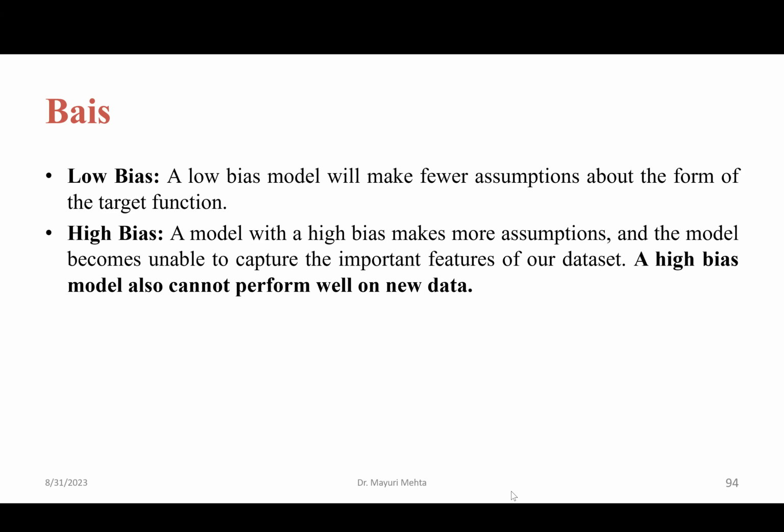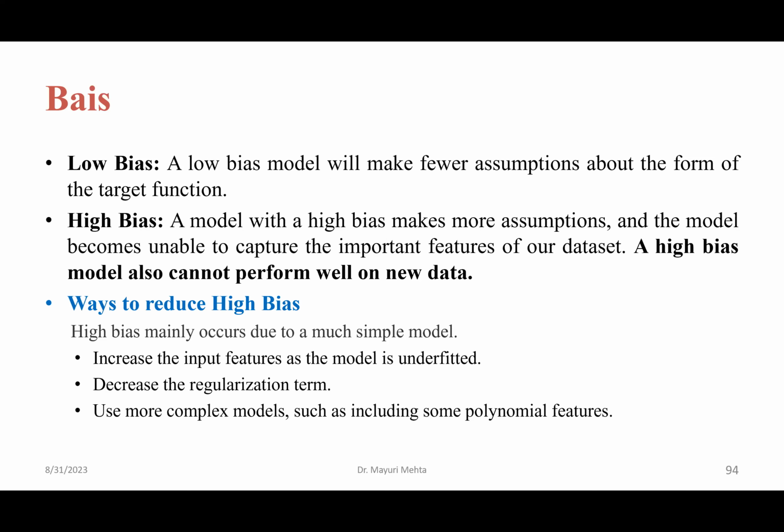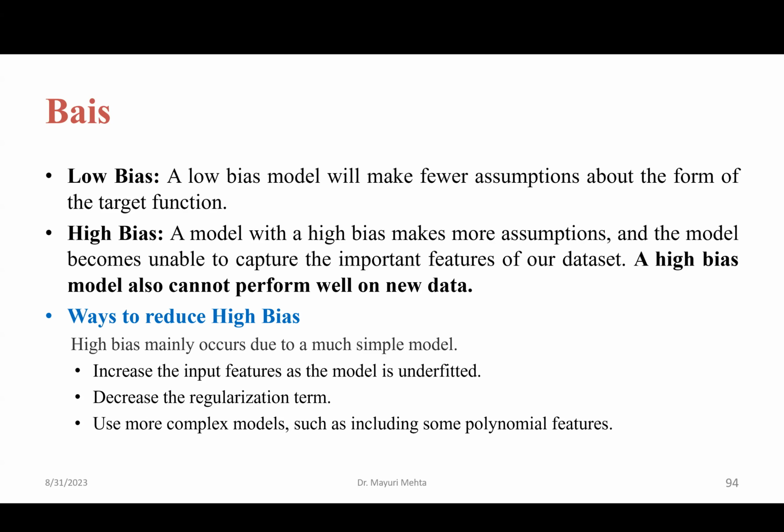So this is what the bias is, and let me also tell you how this high bias can be reduced. So these are the different ways to reduce the high bias. High bias mainly occurs due to too much simplicity in the model. And here are the ways to reduce the high bias.